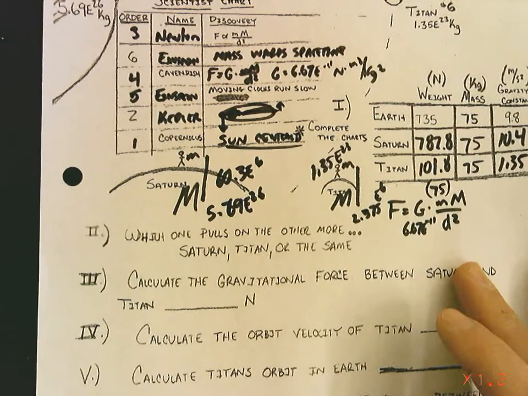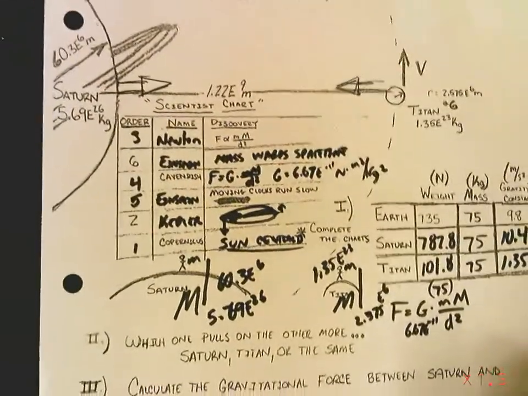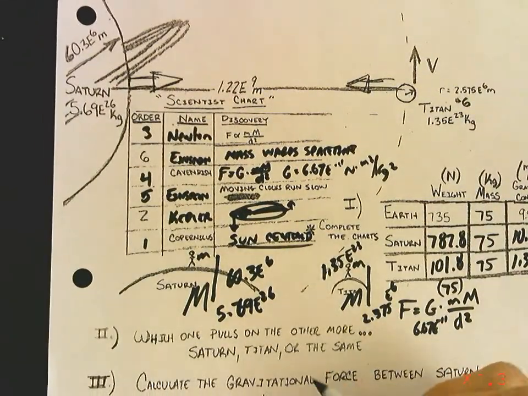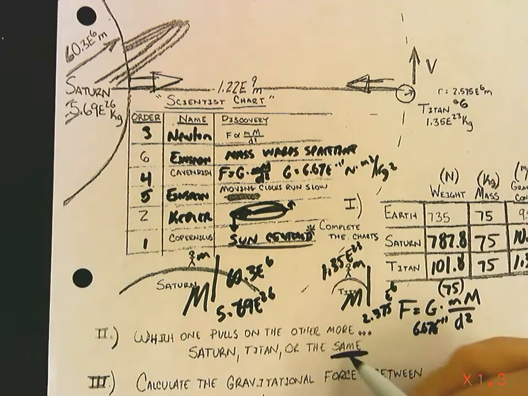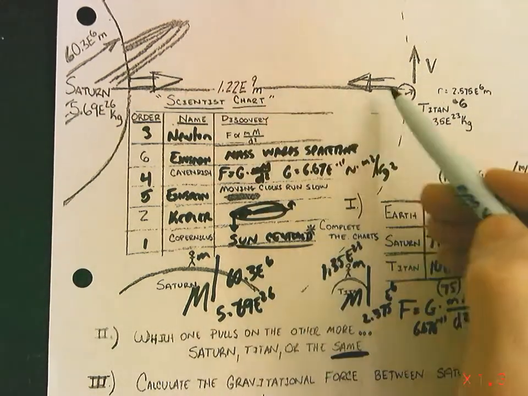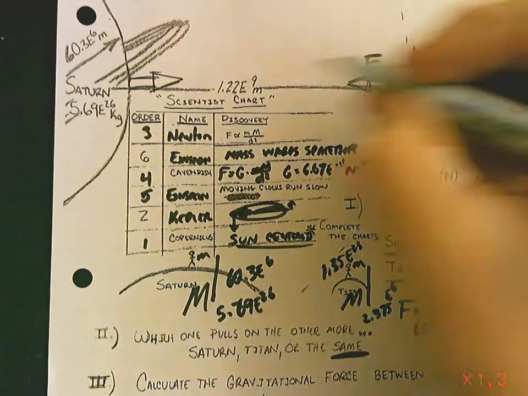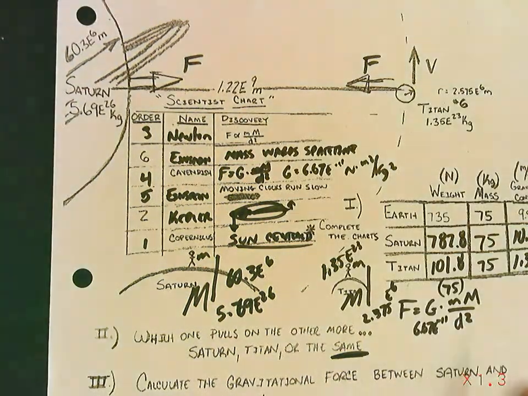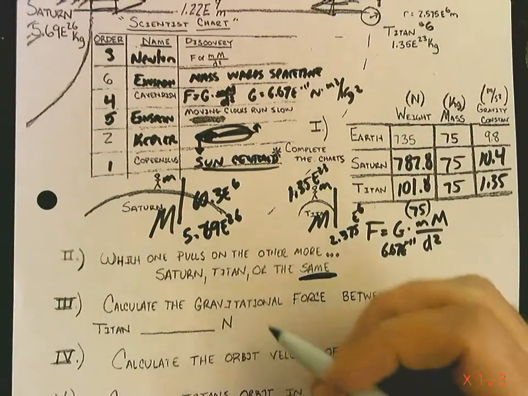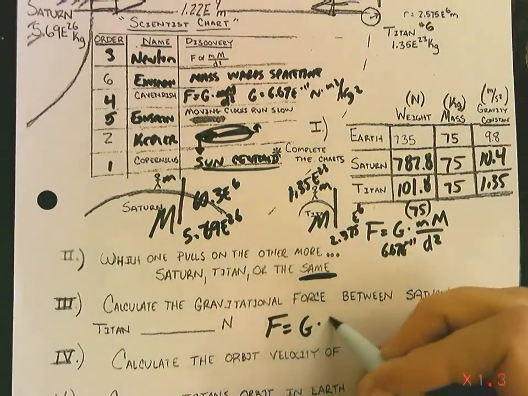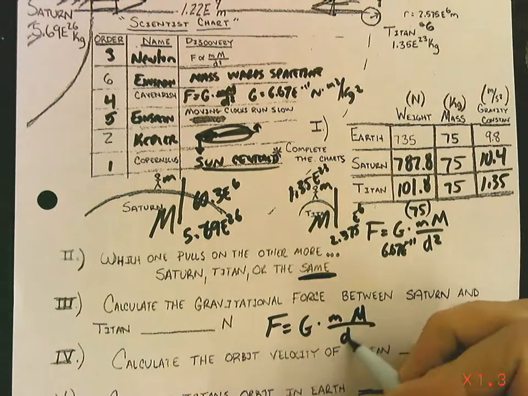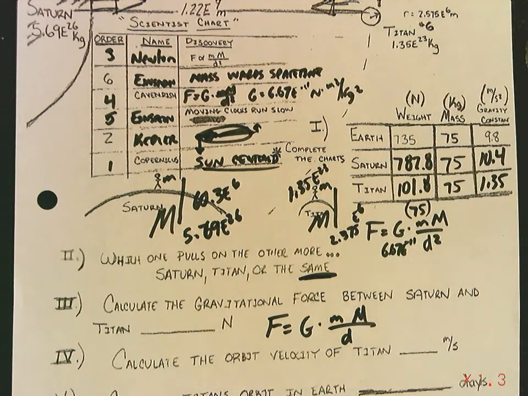Now, we have a question here. Which one pulls in the other one more? So this is Newton's third law, action, reaction, equal and opposite. So the answer is the same, of course, right? If you look up here, you can see these arrows that represent force of gravity, and they're identical. So this force is equal to this force. Now, if we want to solve for that force, we're going to use Newton's law of universal gravitation again. But this time, the big M, little m, and d squared have changed. So we had to adjust accordingly.